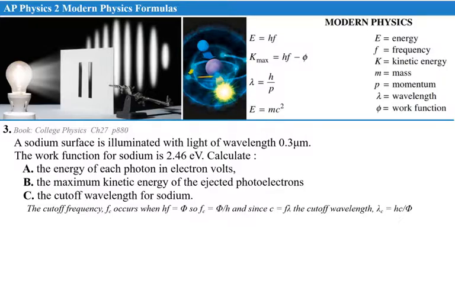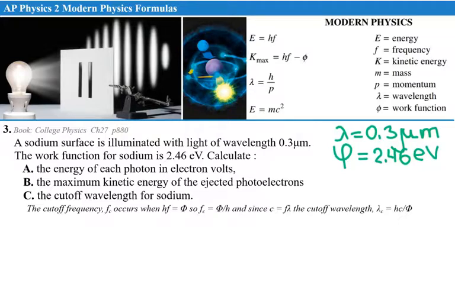A sodium surface is illuminated with light of wavelength given. So the wavelength of the light is 0.3 micro. Micro means 10 to the negative 6 meters. The work function for sodium, sometimes they use W, I like this one for the work function, phi, is 2.46 electron volts.